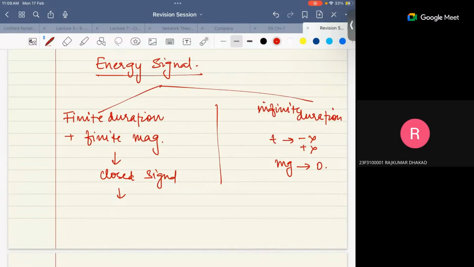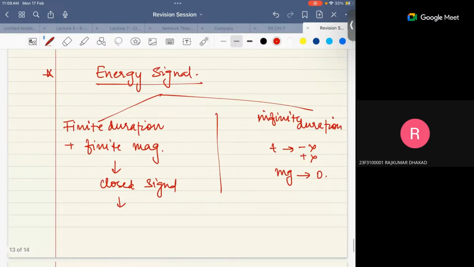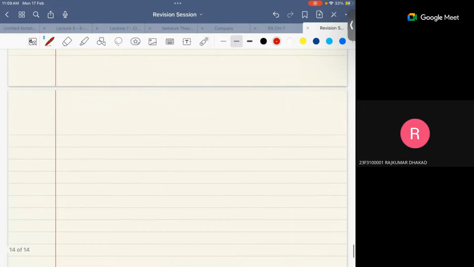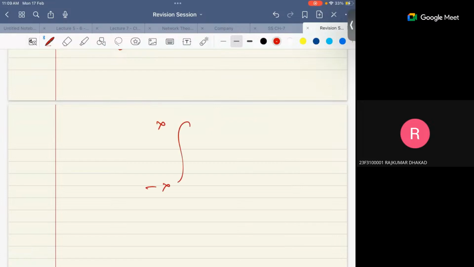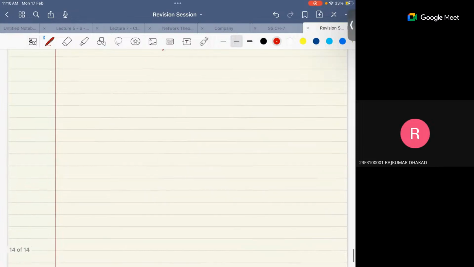These are all very basic things that you must be knowing. So this is the energy signal. The formula also you must be knowing: how to calculate the energy of a signal. What is the formula for the energy of a signal? Integral of mod of x(t) square dt, from minus infinity to infinity, of whatever function has been given. This is how you calculate the energy, right?